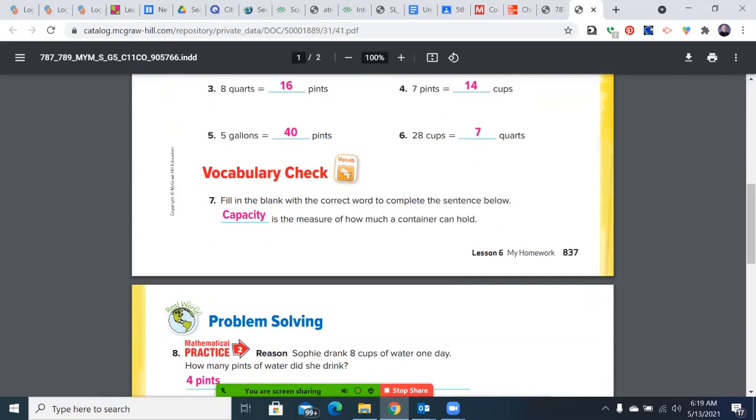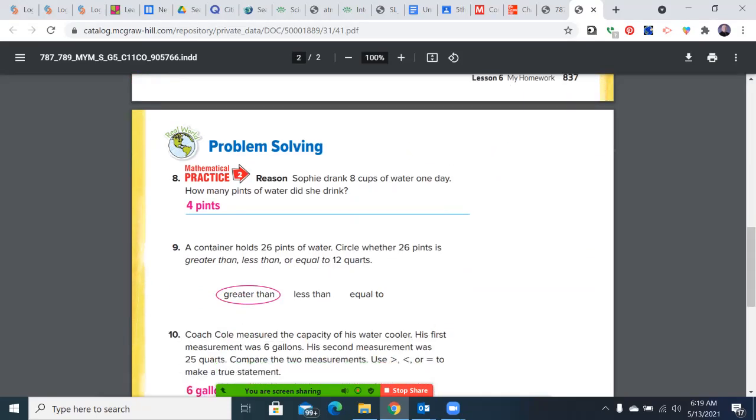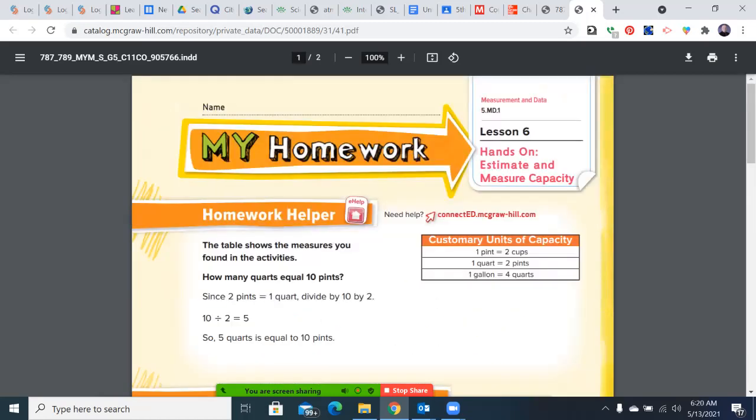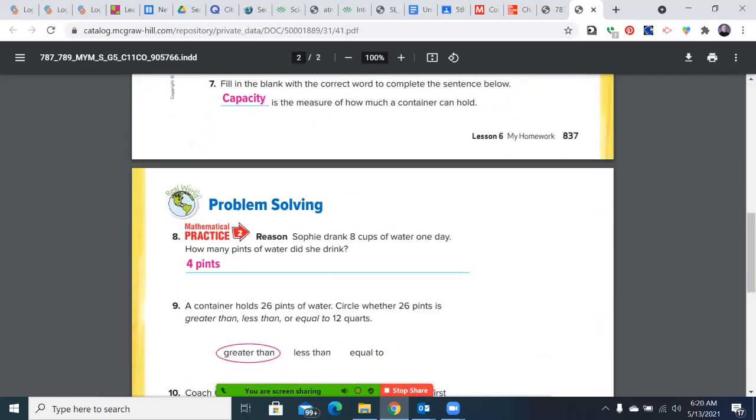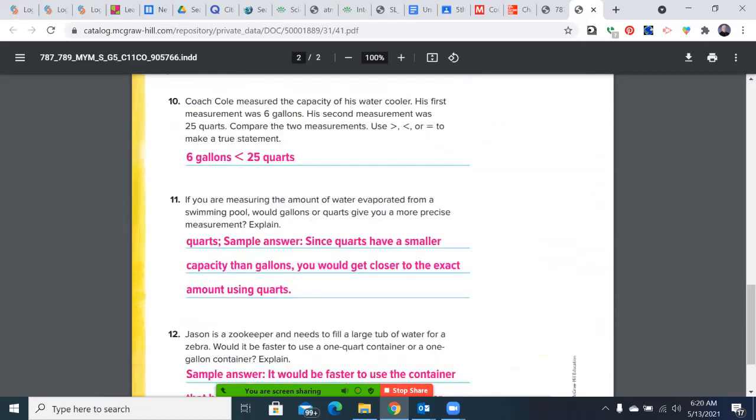The vocabulary word is capacity, the measure of how much a container can hold. 8 cups of water is 4 pints. 12 quarts, and if you look back up here, would be 24 pints. So 26 is greater than 24. 6 gallons is 24 quarts, so 6 gallons is less than 25 quarts. What's more exact? A quart. It's a smaller capacity, so it's going to get you closer. Remember, the smaller the unit we're using, the more specific it is.